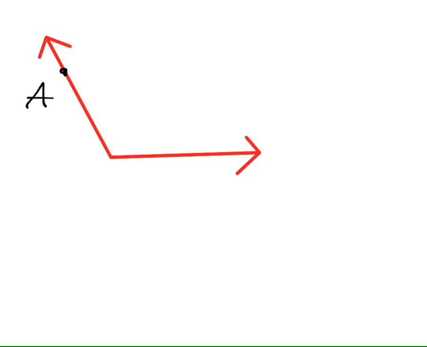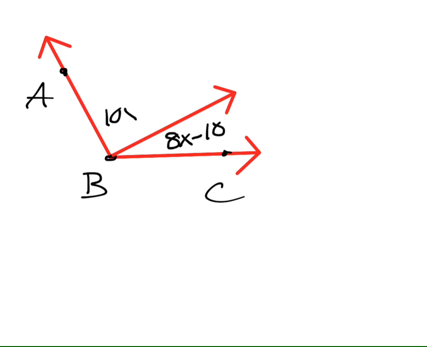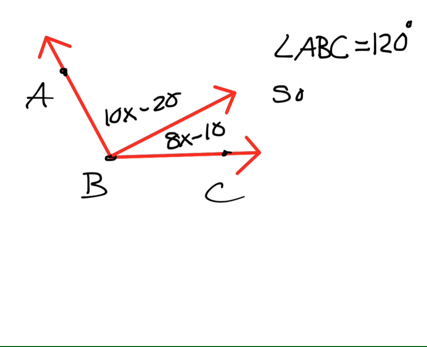You have angle A, B, C. This is 8x minus 10. This is 10x minus 20. Again, I'm talking about the angles here. And the only other piece of information I give you is angle ABC is equal to 120 degrees. Solve for x.